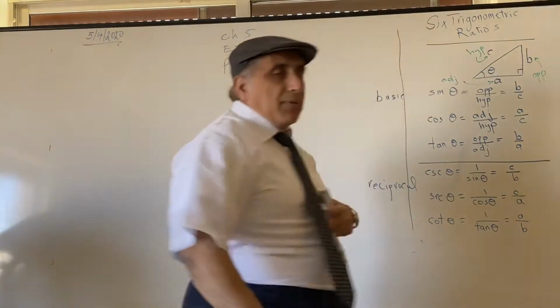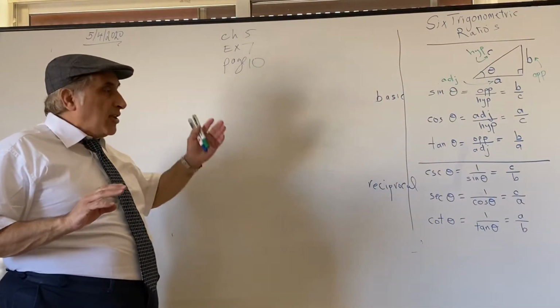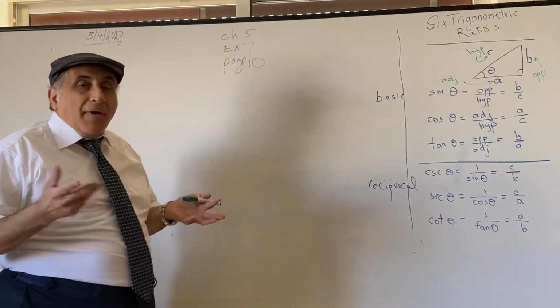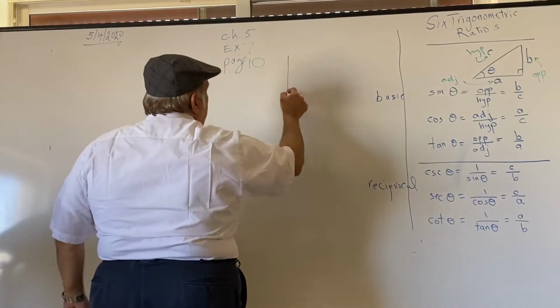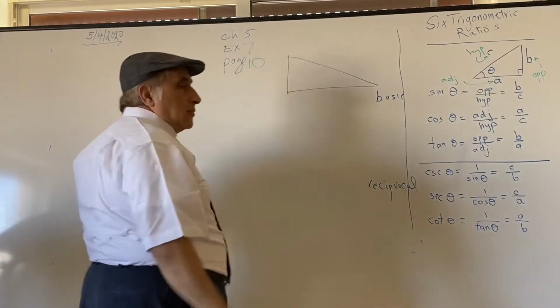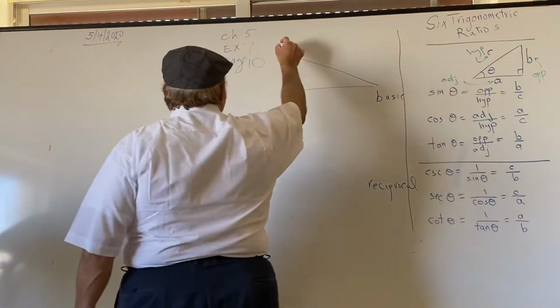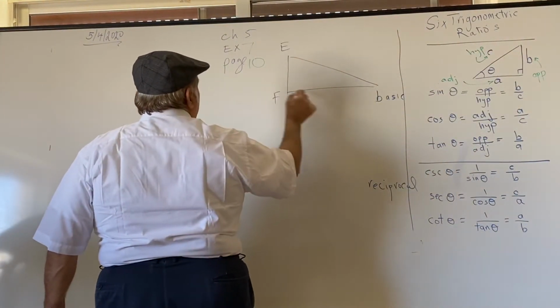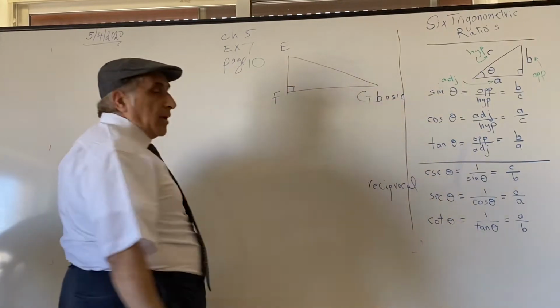So what I did in example 3, I've shown you how to find the trig ratios. But now, how can I use them? Let's look at this example. We have a triangle with 3 sides, which is a right angle triangle. This is called EFG, where the angle F is the right angle.